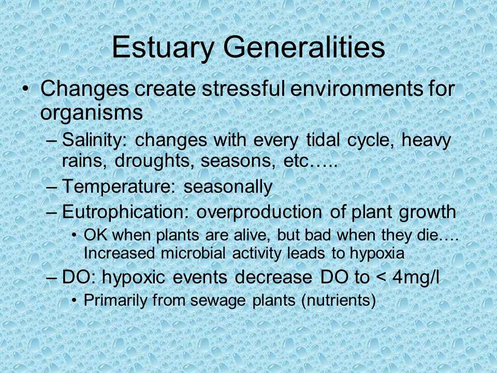Now, some of the generalities: because they change so often, that does create stressful environments for the organisms. The salinity changes with every tidal cycle, every rain event. Temperature changes seasonally. You might get eutrophication, where there's an overabundance of plant growth because of too much nitrogen. And that's okay when the plants are all alive and everything is good for them. But when they die, they decompose and they further remove oxygen from the system just through that process of decomposition. And that can lead to events called hypoxic events, where the dissolved oxygen, or DO, is less than 4 milligrams per liter.